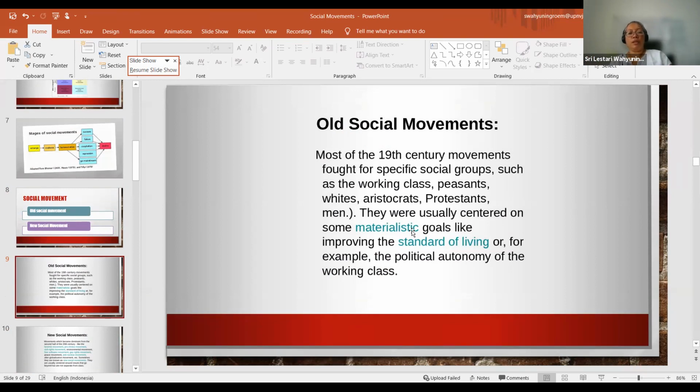And they were usually centered on materialistic goals, for example, improving the standard of living, or the political autonomy of the working class.